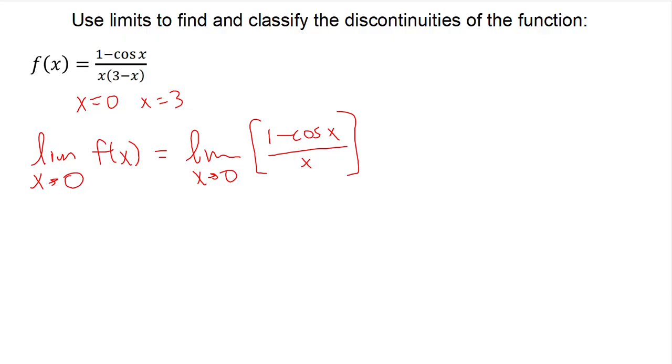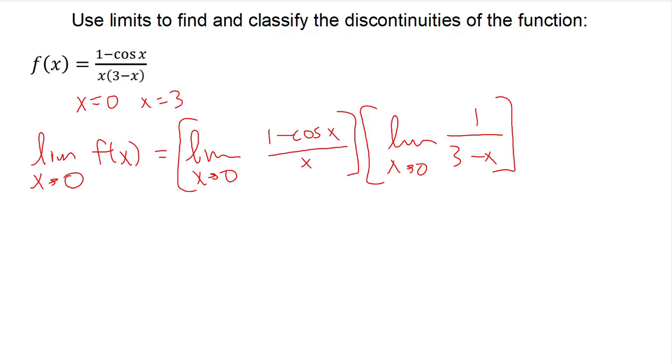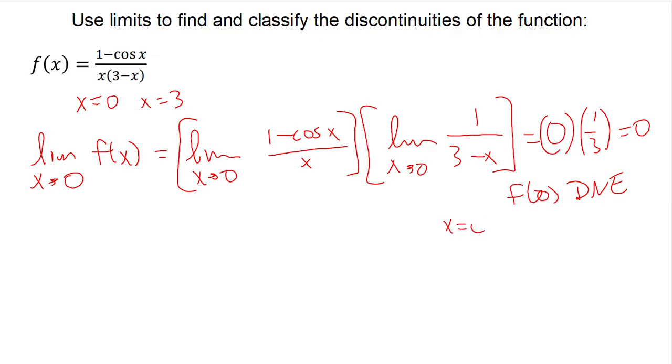I shouldn't put the bracket here, I should put the bracket out here. Times the limit as x approaches 0 of 1 over 3 minus x. So this limit should be 0, because that's what the limit as x approaches 0 of 1 minus cosine x over x is, and then times 1 over 3. Well, that just gives us 0. But we know f of 0 does not exist. So the limit exists, but the function does not exist, which tells us that we should have a removable discontinuity at x equals 0.